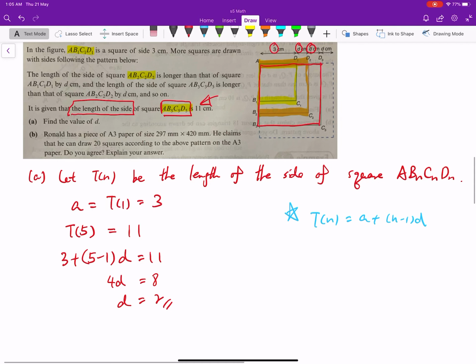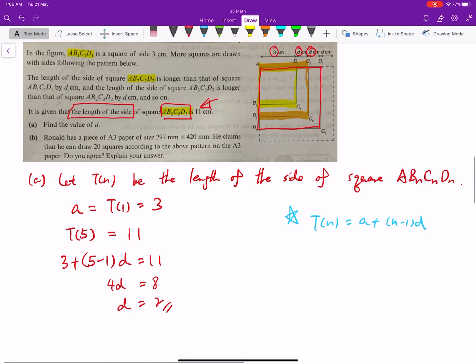Now, Ronald has a piece of A3 paper of the side given. He claims that he can draw 20 squares according to the above pattern. Do you agree? Then let's see whether we can have the 20. So we just let k be the number of squares we can draw. So if we consider, let k squares can be drawn.